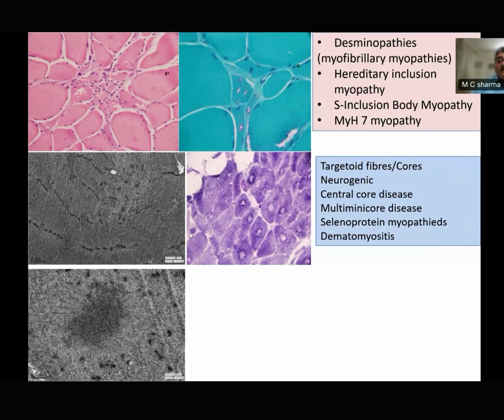And in isolation, for example, this is the core. Now, core can be seen in central core, multiminicore, in dermatomyositis, in selenoprotein myopathies. There are many causes. So, if you don't examine the muscle biopsy, these are the targetoid fibers.